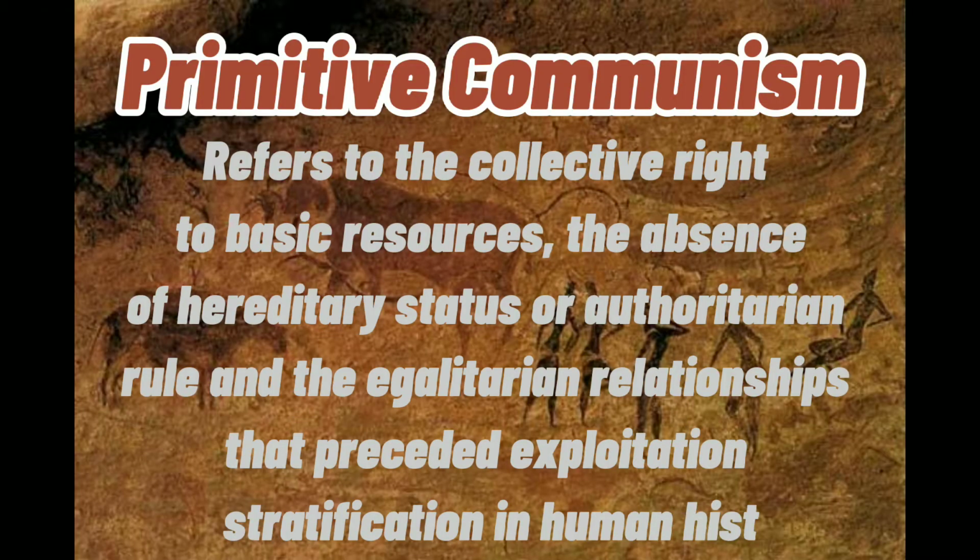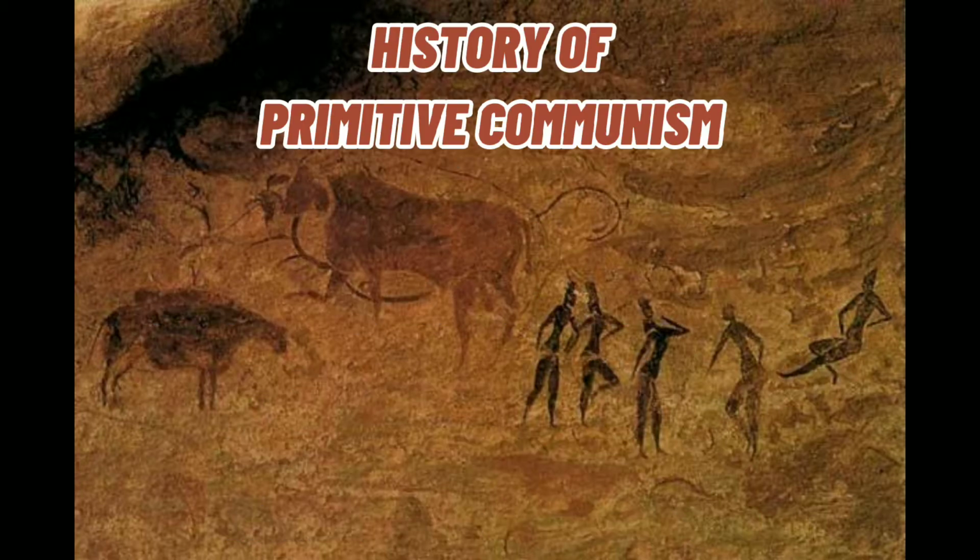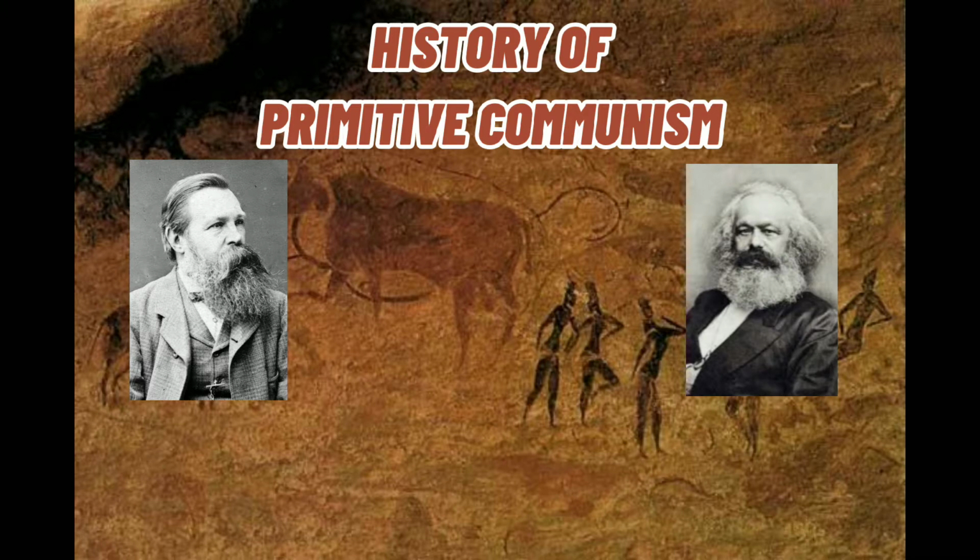Primitive communism refers to the collective right to basic resources, the absence of hereditary status or authoritarian rule, and the egalitarian relationships that preceded exploitation and economic stratification in human history. A little insight of history of primitive communism.